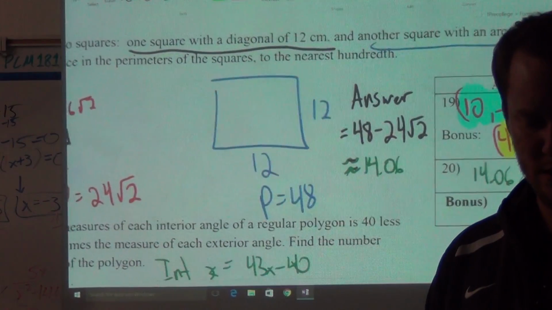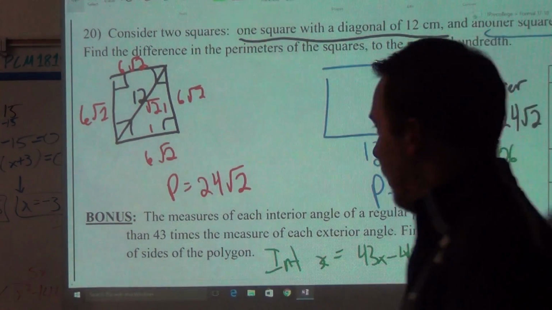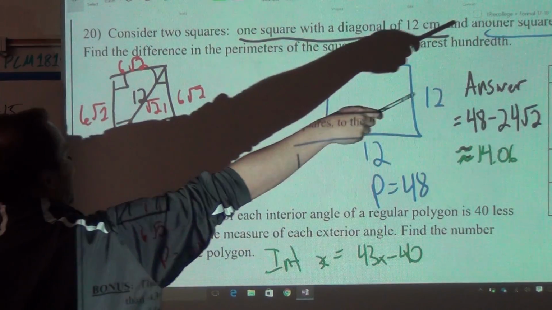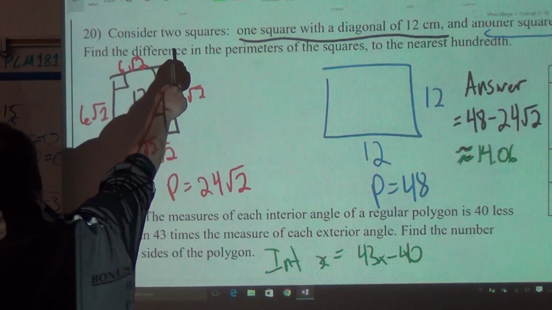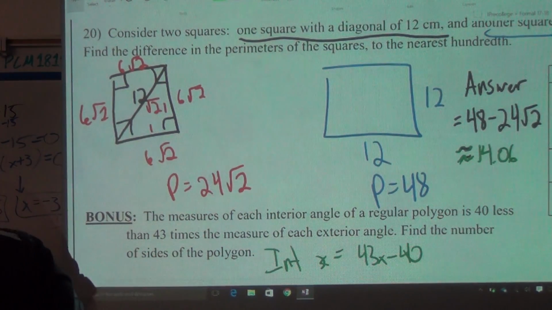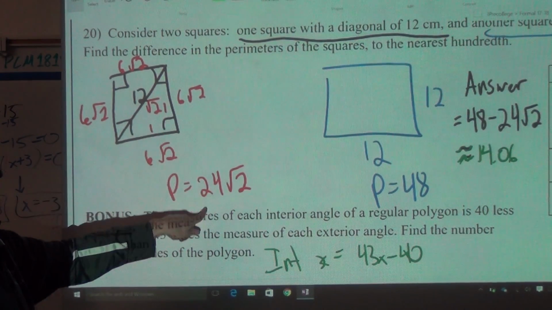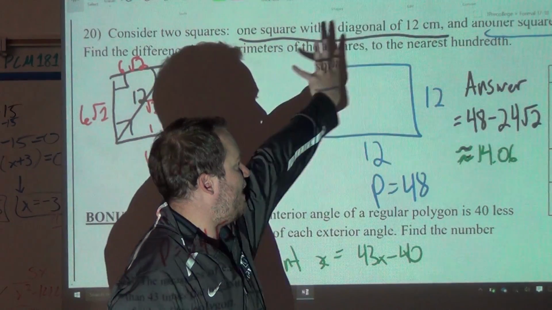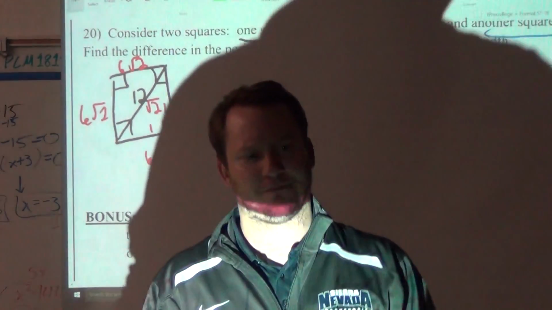For number 20, consider 2 squares, one with a diagonal of 12, and one with, I believe, an area of 144. So the square has an area of 144, its side lengths are 12. If the diagonal is 12 here, we're going to solve a 45, 45, 90 triangle here, dividing 12 by root 2 to get 6 root 2, multiplying 6 root 2 by 4 to get 24 root 2. The perimeter of this shape is clearly 48. The answer is 48 minus 24 root 2, which is 14.06.